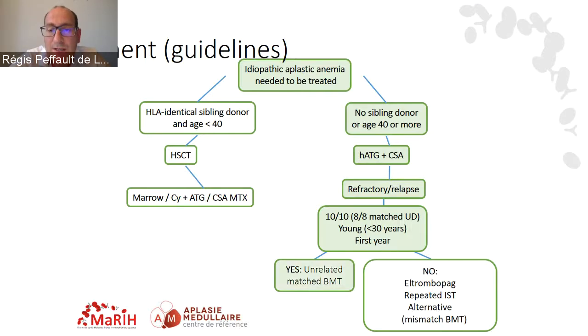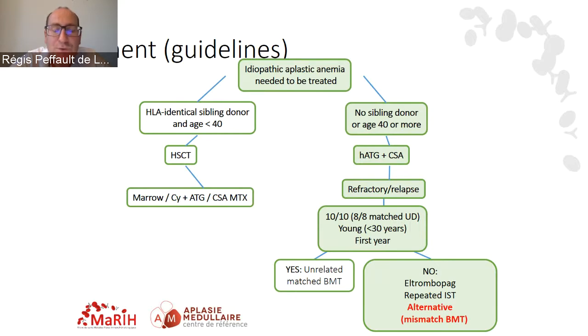So now the end of my talk, on the next slide, will address this very difficult situation of patients that we know are refractory to immunosuppression. Obviously, if they have not been transplanted before, this is because they didn't have any sibling donor and neither a matched unrelated donor. So the question is, which patients should receive eltrombopag? Which patients should go to alternative transplantation? So just some flavor to be able to decide.